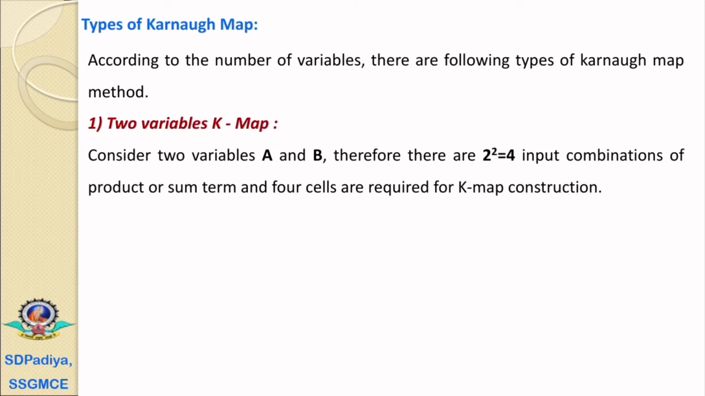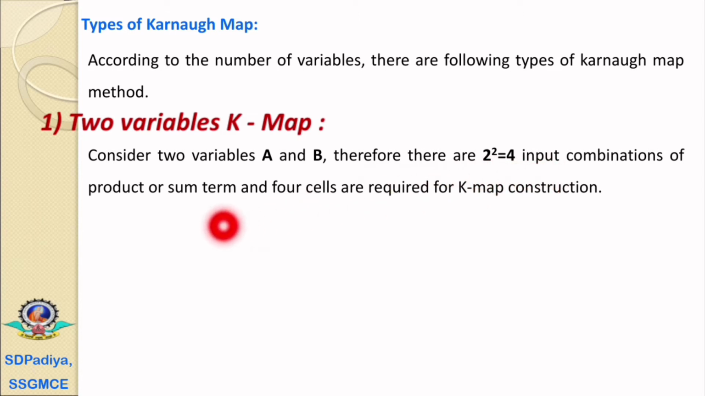Now we'll see the types of the K-map. According to the number of variables, there are the following types of the K-map. The first is a 2 variables K-map. Now if we consider that in a given expression there are the 2 variables a and b, therefore there are 2 raised to power 2, that is 4 input combinations of the product or the sum term, and the 4 cells are required for the K-map construction.